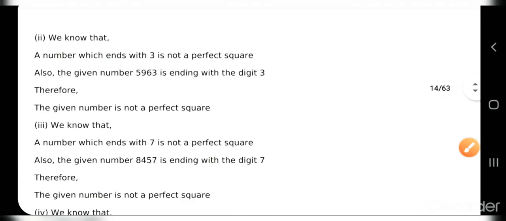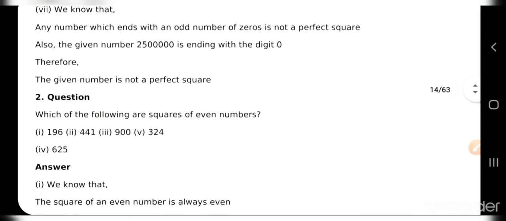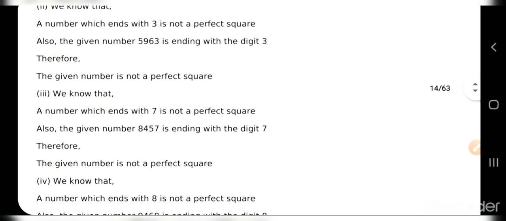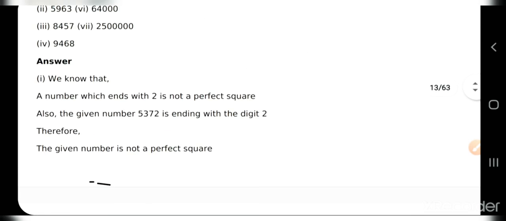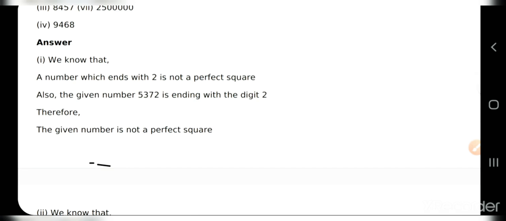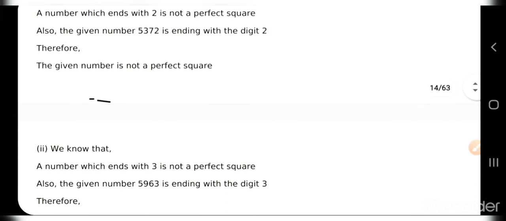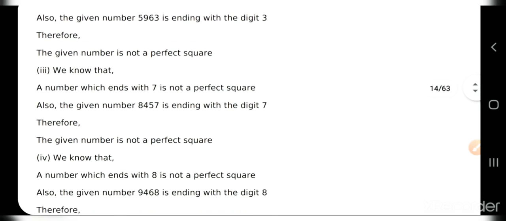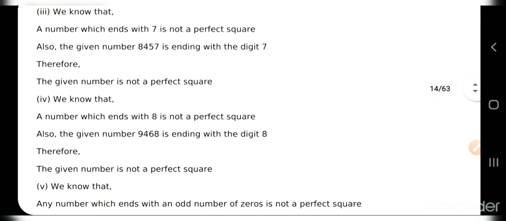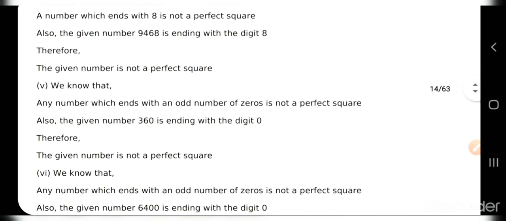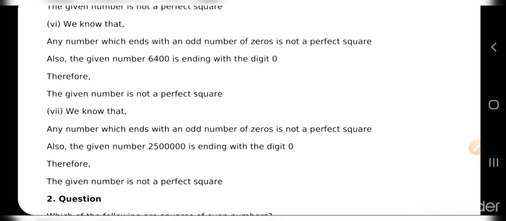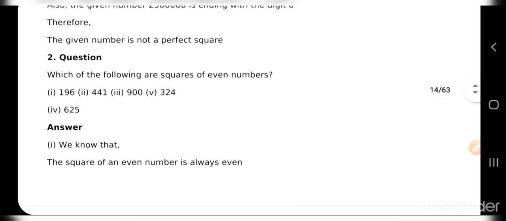Let's see the next question. Question number 2. Let's just have a glimpse of the solutions. This is 1. This is 2. This is the solution of 3. This is the solution of 4. Fifth solution, sixth one, seventh one. That's it. Let's come to the next question.